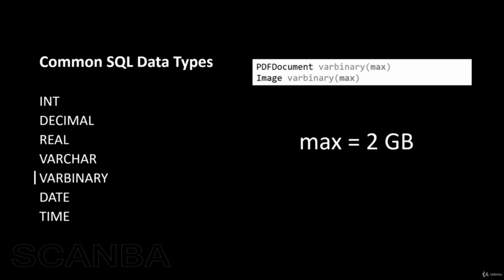Var binary data type is for storing variable length binary data like PDF files or images. Var binary is similar to varchar, except that varchar is a Unicode-based type data store, while var binary stores the perfect copy of your data without any conversions. Var binary with max in the bracket indicates that the variable can hold up to 2 gigabytes.